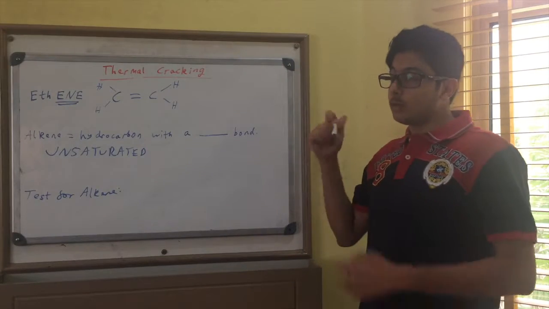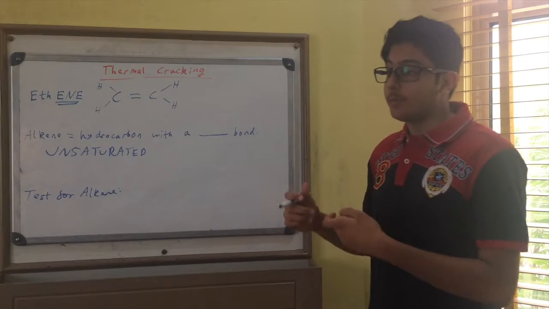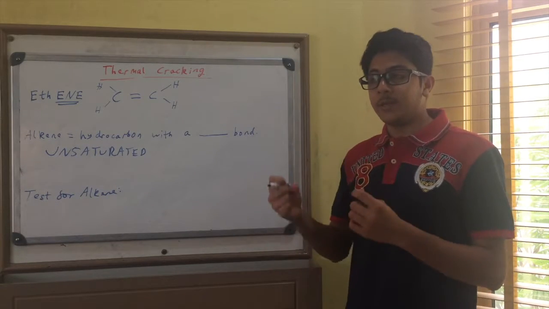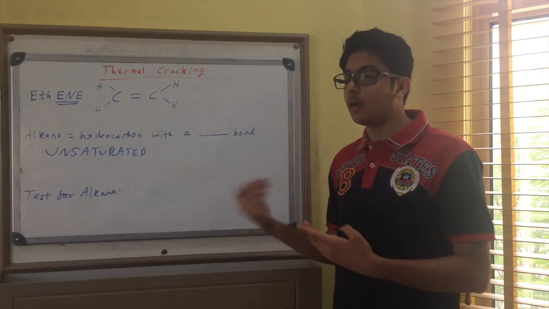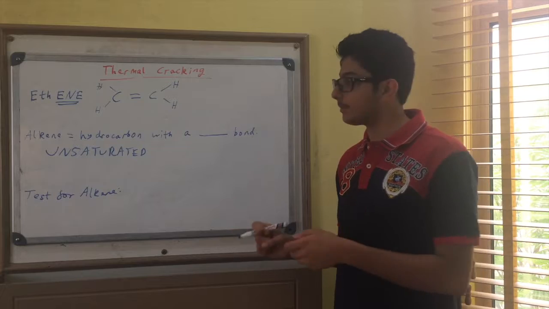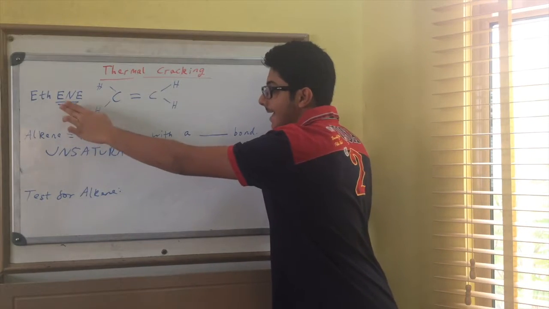Next. Okay, so why do we convert the long chains into short chains? Why are we doing this? Because it's basically to do with demand. We need more short chain hydrocarbons like petrol and less long chains like wax. Now in thermal cracking, ethene is also produced.